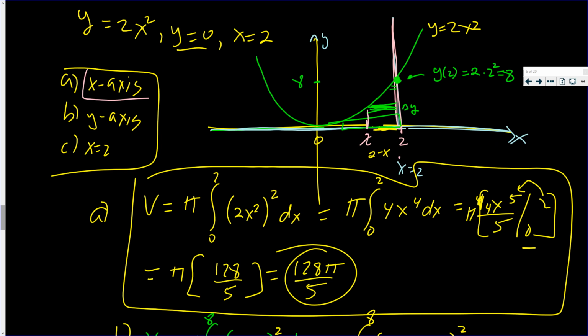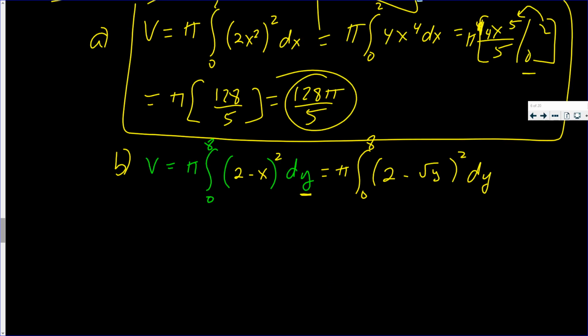Okay, so this tells me that y over 2 is x squared. So then the square root of y over 2 is plus or minus x, but x is positive over here. So x is the square root of y over 2. Got it. Perfect. Okay, so this is the integral from 0 to 8.